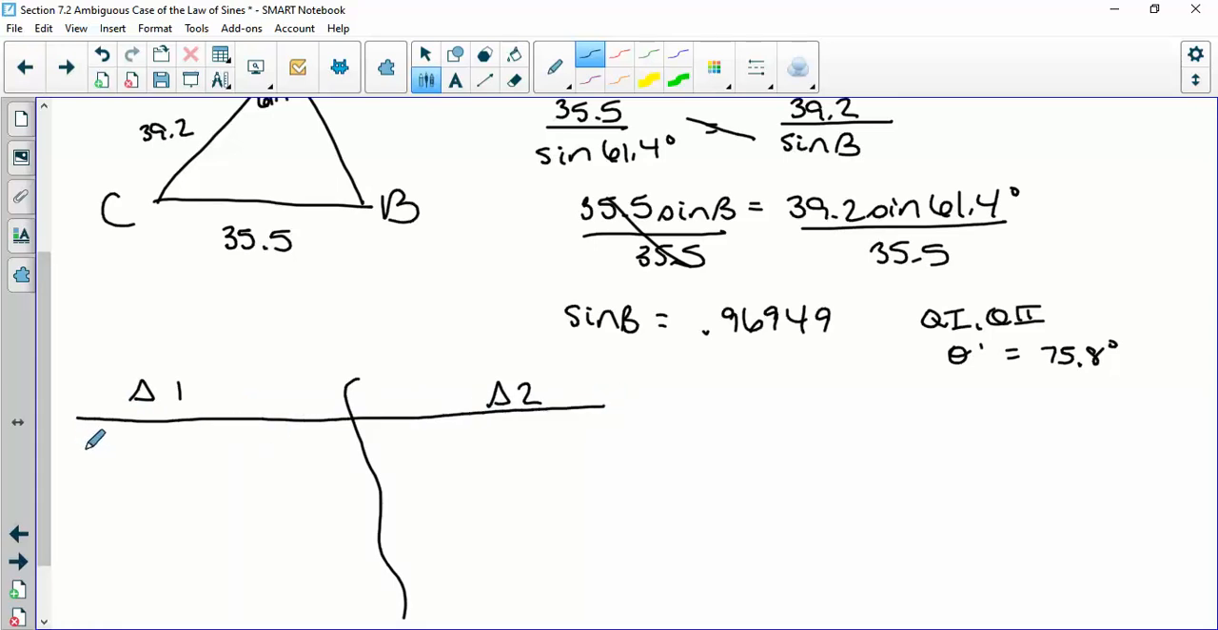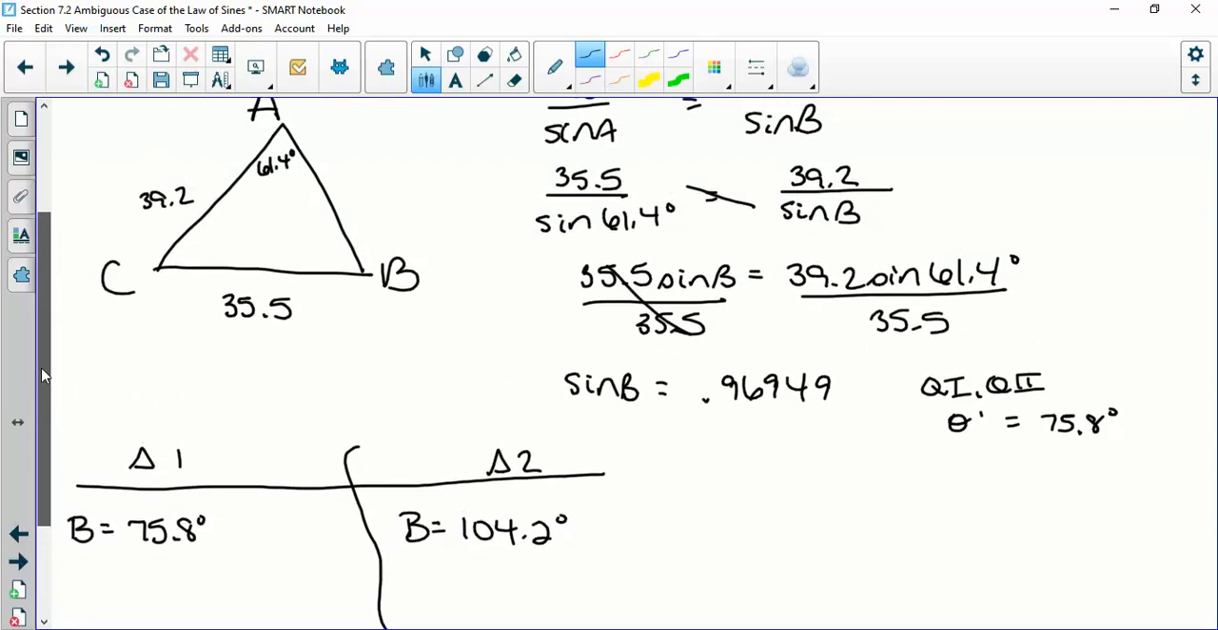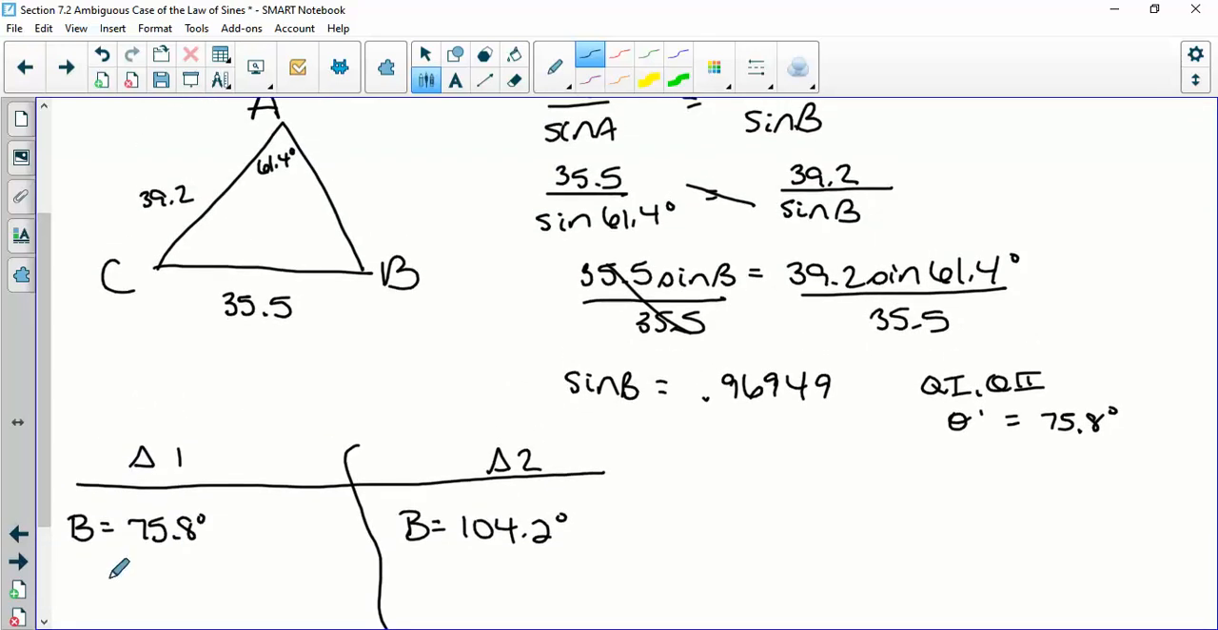In triangle 1, if we're in quadrant 1, then angle B is in quadrant 1, and we know in quadrant 1 your reference angle is the angle. If I were in quadrant 2, how would I get my angle? So 180 minus 75.8. What other information could I find now? Right. And we have two separate cases. We have two separate triangles.